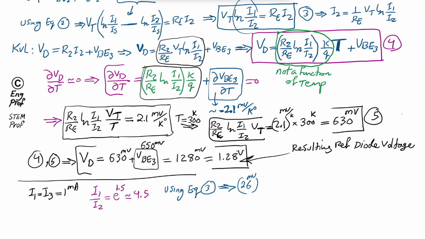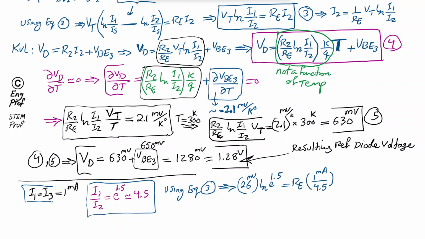And ln, so we have ln of I1 over I2. That's the nice thing we get because we have ln. As I said, the selection is I1 over I2 is e to the power 1.5. So we get e to the power 1.5 in the numerator, equal to RE. And then I2, well, I just said to select I1 and I3 both 1 milliamp, and I2 is 4.5 times smaller than I1. So it's going to be 1 milliamp, which is I1, divided by 4.5. And this one is 1.5.